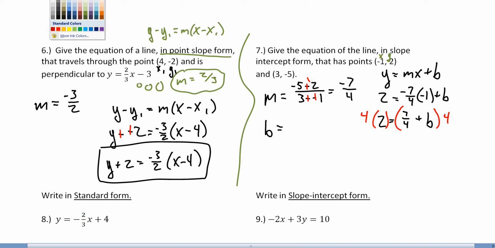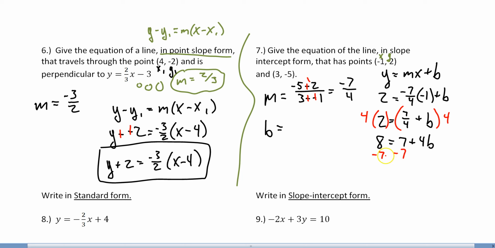And so as I multiply through on this thing, I end up with 8 equals 7 plus 4b. All right? The fractions automatically go away, and now I can solve this thing pretty easily. I subtract the 7 from each side, that gives me a 1. And now I divide by the 4. And so I find out that b equals 1/4.